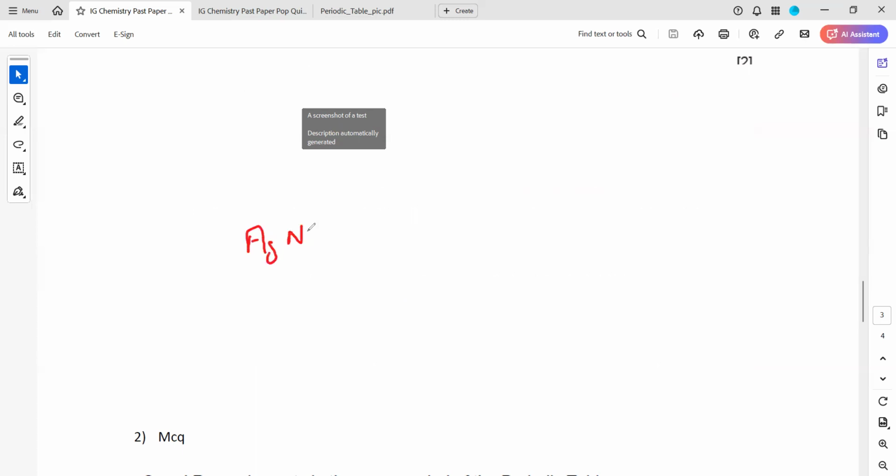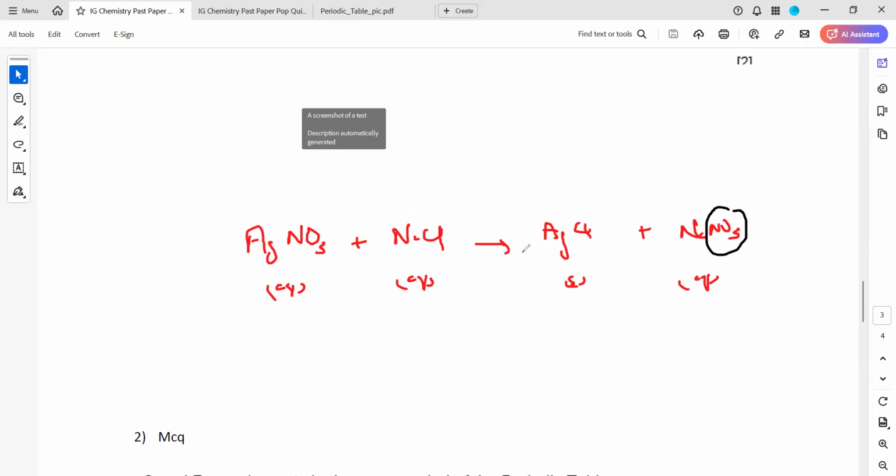We were having silver nitrate, which is aqueous. We have sodium chloride, which is also aqueous, and it is forming silver chloride, that is solid, and it is forming sodium nitrate, that is aqueous. How to cancel out? We cancel out the common ion in aqueous solution. So which ion is common in aqueous solution? This is the nitrate ion aqueous and nitrate aqueous, so we cancel out each other.